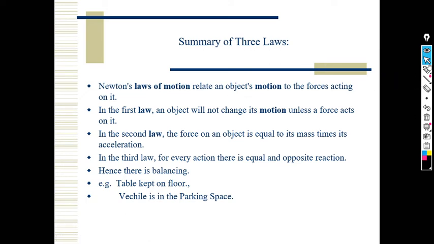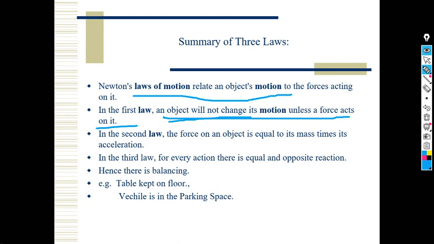Newton's laws of motion. We are studying here the expressions and statements. Newton's laws of motion relate an object's motion to the forces acting on it. Then we are talking about the first law: an object will not change its motion unless a force acts on it. That is the very short statement for the first law. An object will not change its motion unless a force acts on it.